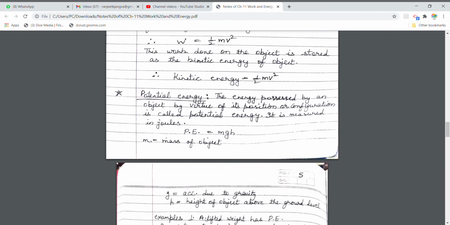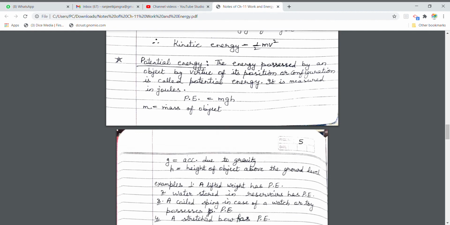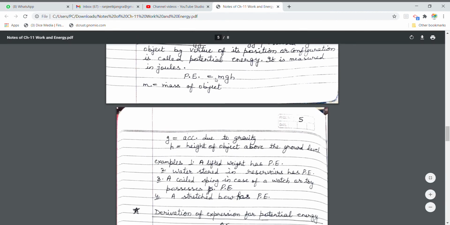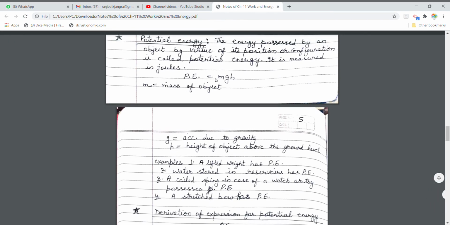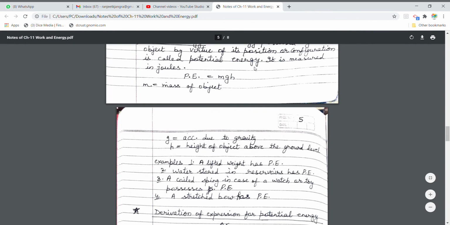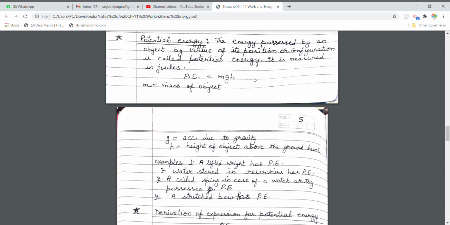Similarly, we have the formula for potential energy, and let us recall what potential energy is. Potential energy is the energy possessed by an object by virtue of its position or configuration, and the formula for potential energy is mgh. So we are going to derive this formula.